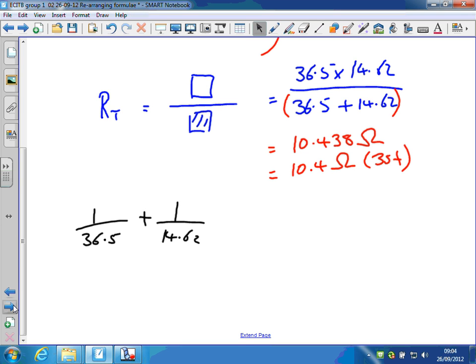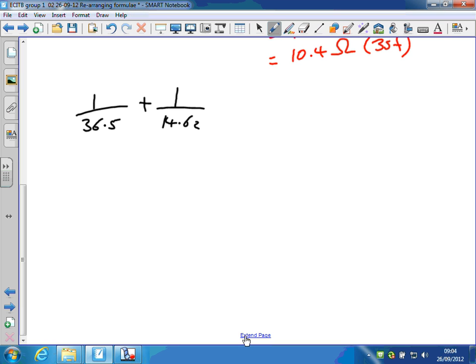And some calculators actually use the button 1 over x to represent the inverse. But more commonly it is this button, x to the minus 1, because minus 1 means the inverse. The reciprocal, the inverse.